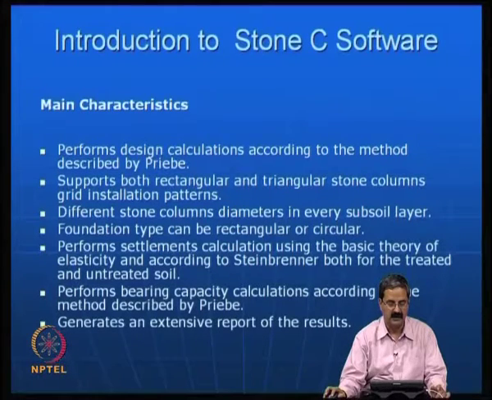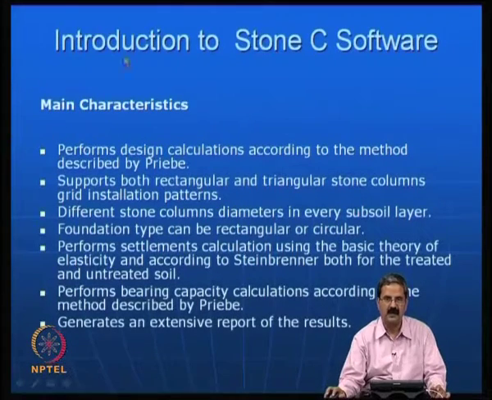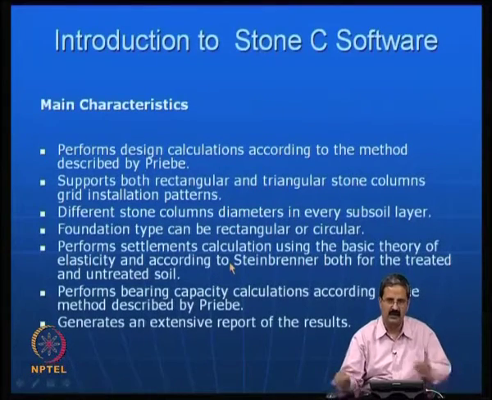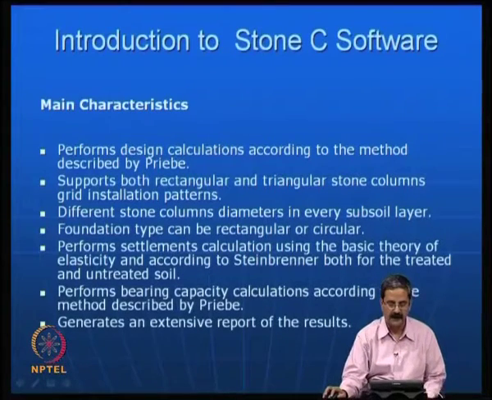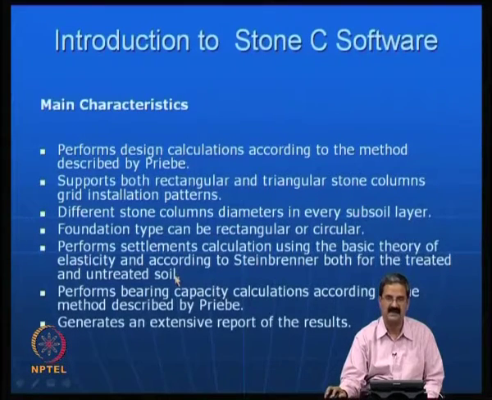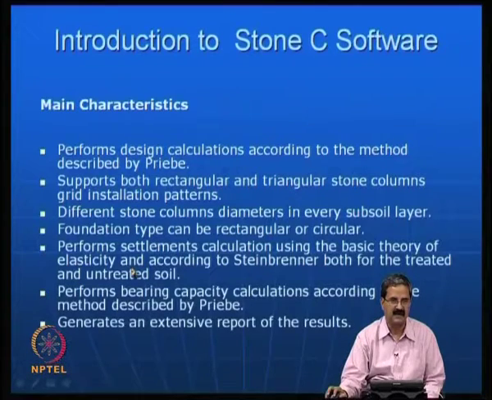It is available, and particularly when you are doing stone column calculations, it needs a lot of other inputs, and you are going back and forth. It is always nice to have something tested, and different stone columns and diameters in every sublayer one can give. Foundation type can be rectangular or circular. It performs settlement calculation using the basic theory of elasticity. Elasticity theory is good for settlement calculations. That is why we use a lot of elasticity theory in settlement evaluations, as you must have seen.